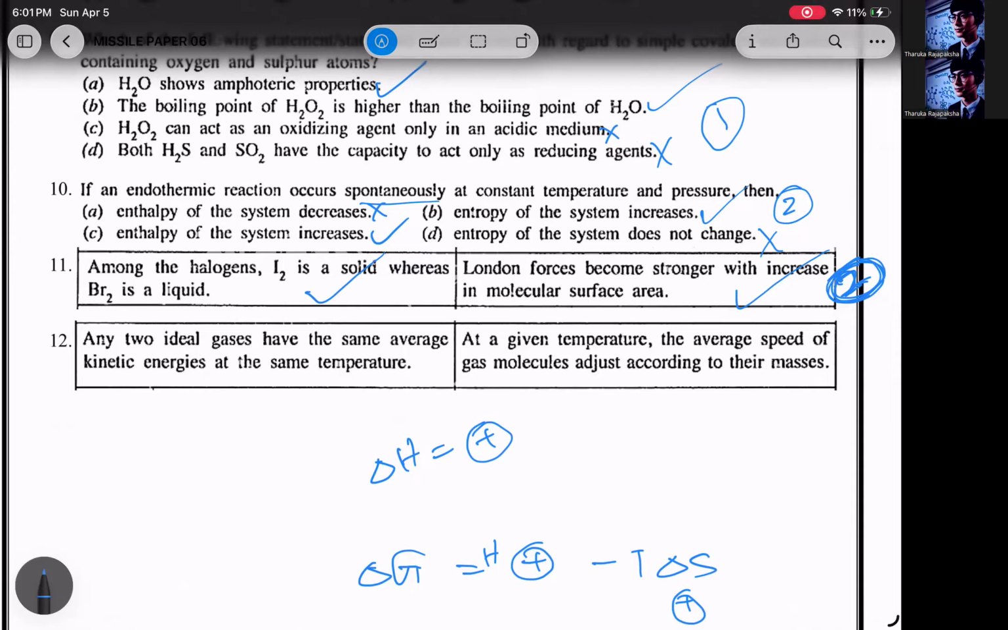It's actually confusing. Which one should we take? Here, consider as answer number 1. The main reason why I2 is a solid is actually the larger molar mass. That's what you have to consider first. But here, they have considered stronger with increasing molecular surface area. They have taken it as answer number 1 in the past paper marking scheme. So here, go for answer number 1.